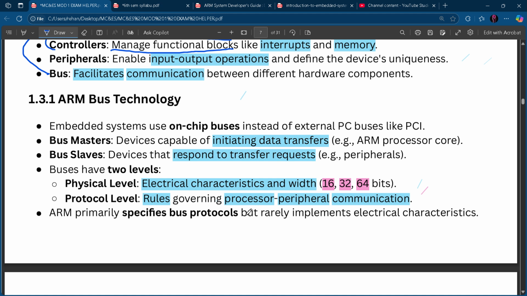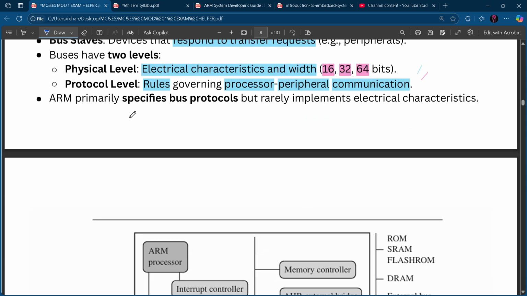Protocol level: rules governing processor to peripheral communication. You will understand about this peripheral thing just below, if you continue studying. ARM primarily specifies bus protocols but rarely implements them.